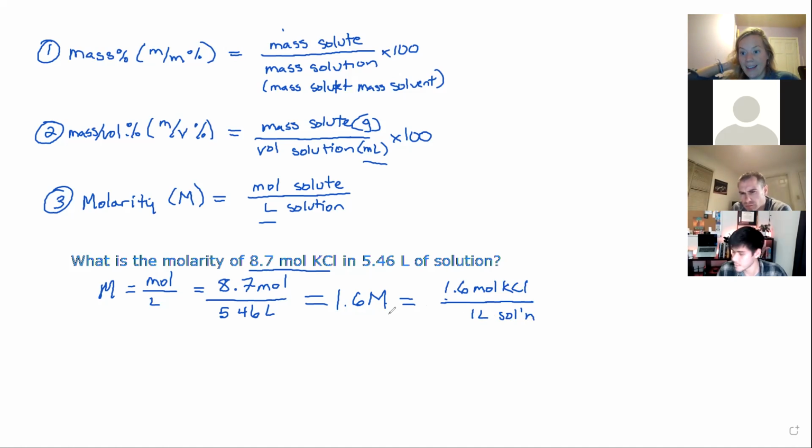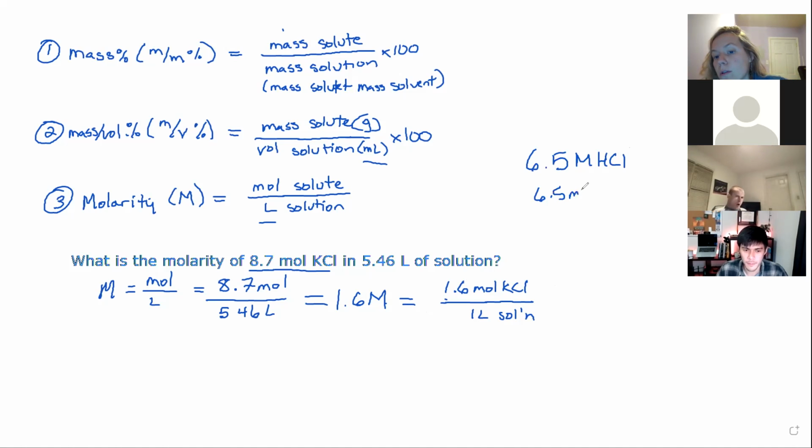But do note molarity is not the same thing as just mole. It's mole in a given volume. So just be able to crisscross between those two. If I said I have a solution and it's 6.5 molar HCl, that's the same thing as saying I have 6.5 moles of HCl in every 1 liter of solution. The numerical value goes in the numerator. The denominator will always be per 1 liter.